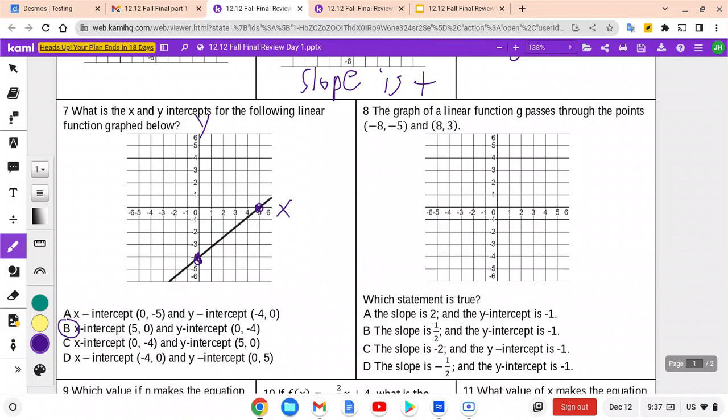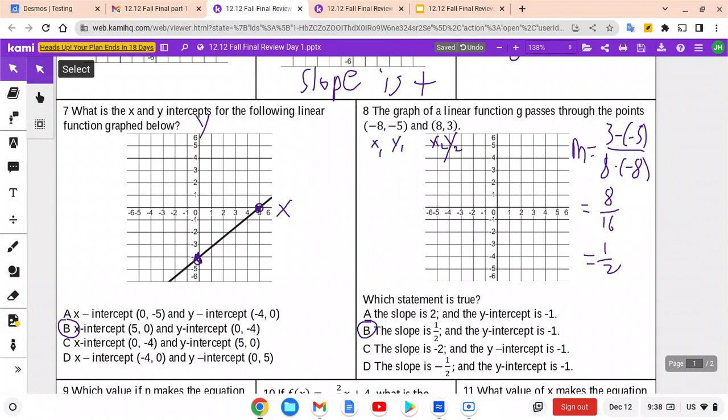Okay. The graph of a linear function g passes through the points (-8, -5) and (8, 3). This graph is not even big enough for us to find those points. And I noticed that all the slopes are different. So if I can just use the slope formula, I should be good to go. So label my x1, y1, x2, y2. So 3 minus -5 over 8 minus -8 equals 8 over 16, which equals positive a half. The answer is B. So on this one, I didn't even have to worry about finding the y-intercept, although they all have the same y-intercept. So it was just about finding the slope.